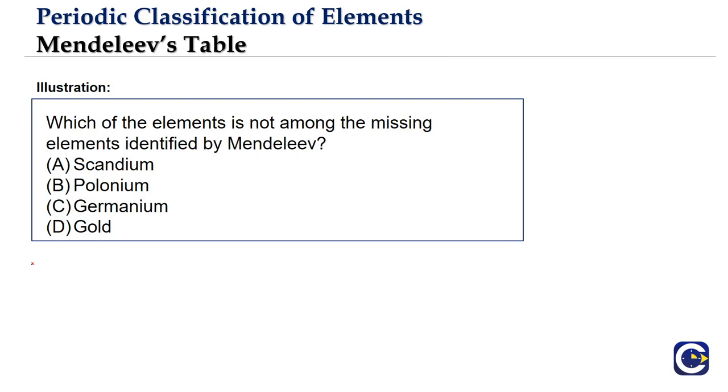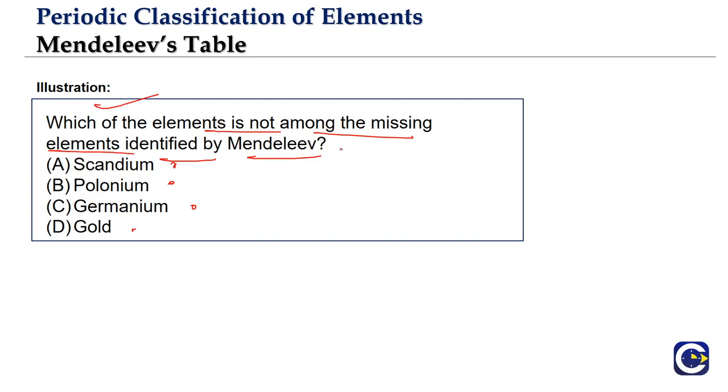So we look at a question. This is what I was talking about. If at all we are having questions on the Mendeleev table, we will have questions like this. Which of the elements is not among the missing elements identified by Mendeleev? What are the options given to us? Scandium, polonium, germanium, and then gold.